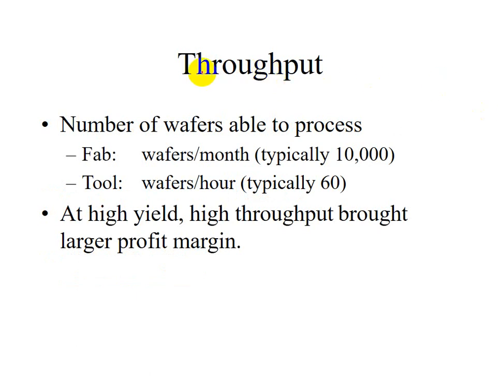The so-called throughput. Throughput is the number of wafers able to be processed. In a fab, how many wafers are processed every month is called throughput, say 10,000 wafers per month. But for a single tool, how many wafers can be processed per hour is its throughput, typically, say, 60 wafers per hour.